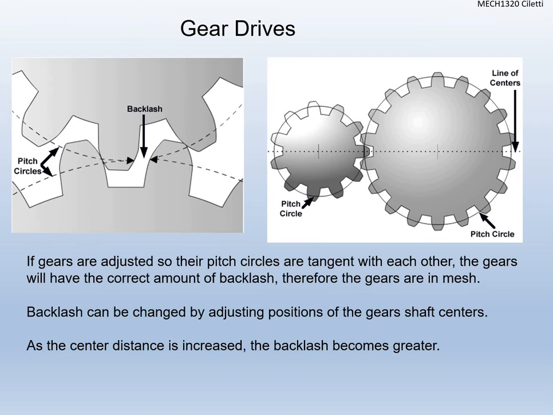Using the pitch circles to mesh properly is where the backlash actually lies. As long as gears are adjusted so their pitch circles are tangent with each other, the gears will have a correct amount of backlash. Tangent meaning that they are touching at one specific point, not a whole bunch of points at once, and they're able to clear and get through. You can adjust the backlash, and you're going to do this in one of your labs, by adjusting the position of the gear shafts. So when you have to make your gears mesh properly, you'll have to adjust the shafts before you tighten them down. As you increase the center distance, the backlash becomes even greater.